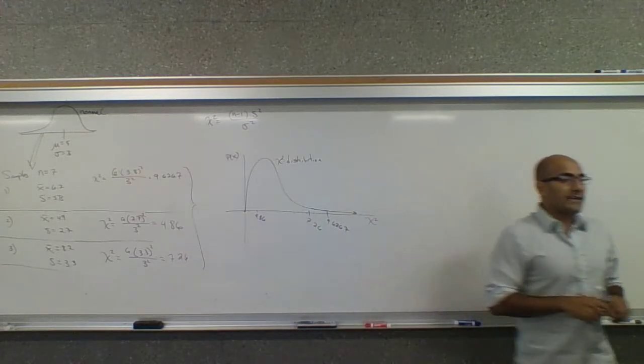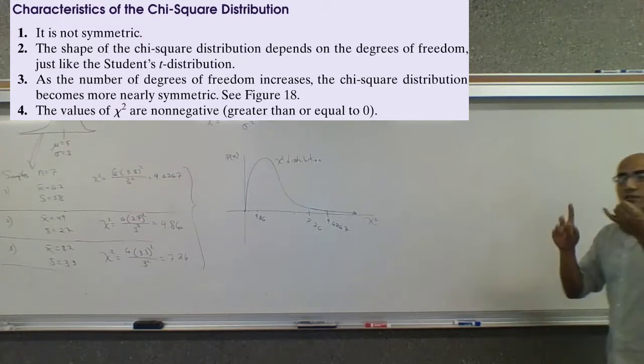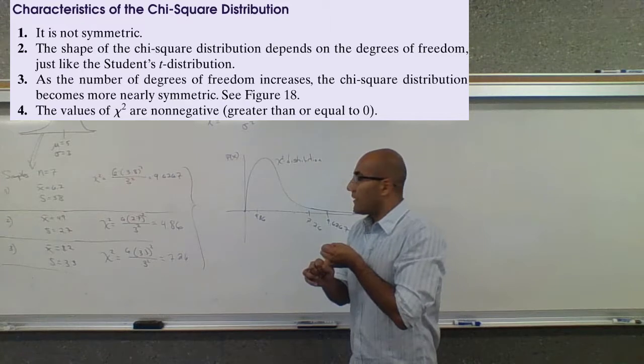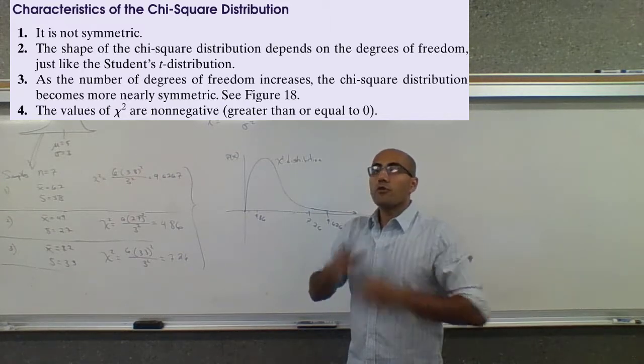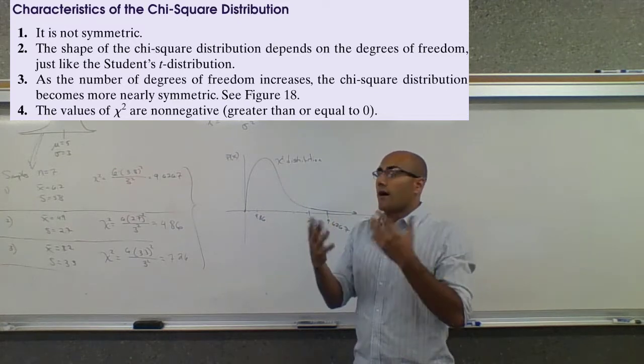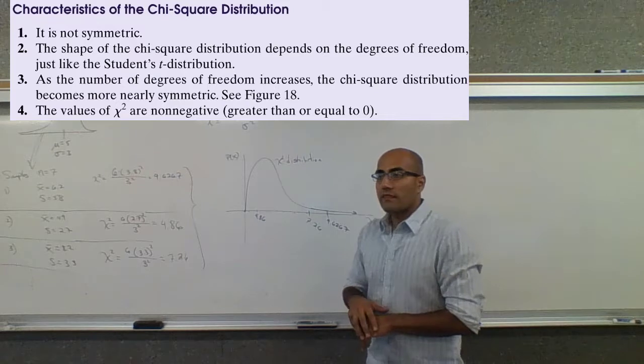Alright, so chi-square distributions are very different from the other distributions we've seen. So far we've seen a normal distribution and a t-distribution. Both of those were very, very similar. They were symmetric about the center. They both had that sort of bell shape. Here is one that looks nothing like a bell shape.